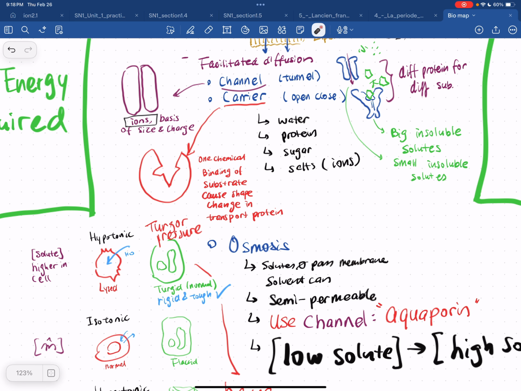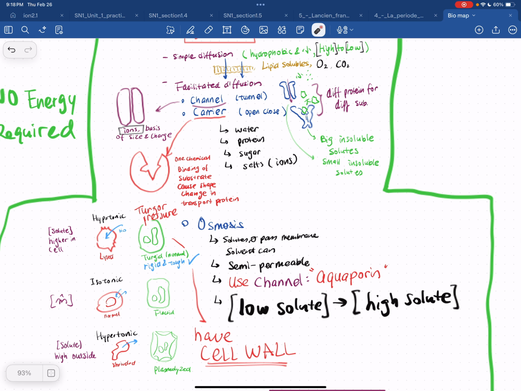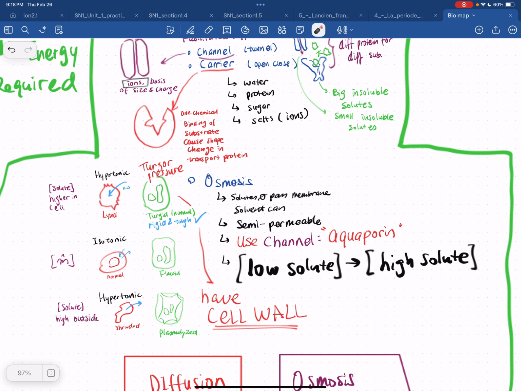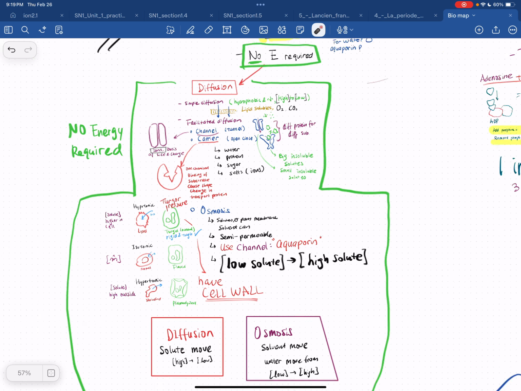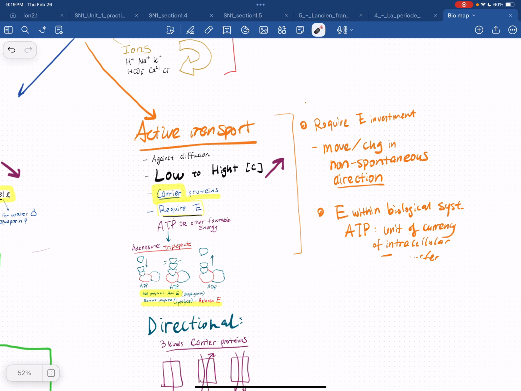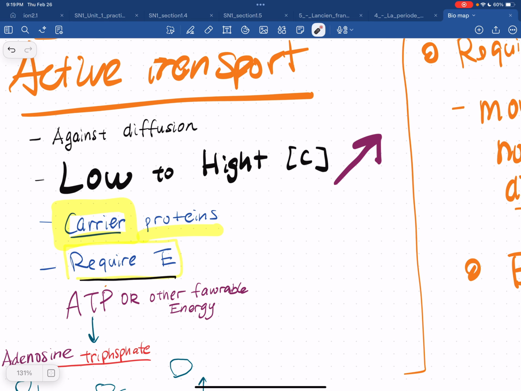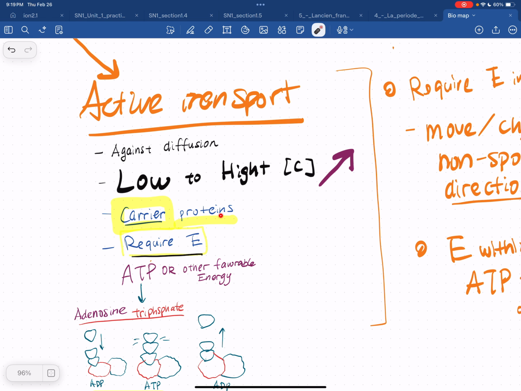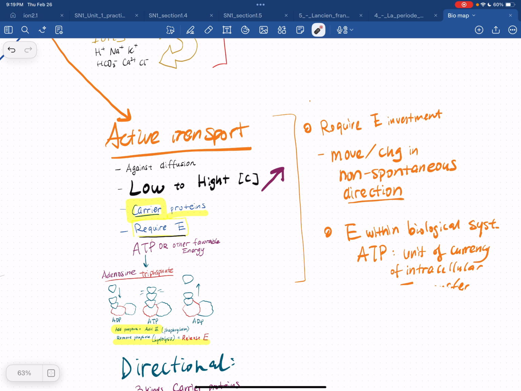Chemical binding of substrates causes a shape change in the transport protein, and these are the transport proteins. No outside energy is required, whereas active transport does require energy investment, and it's usually against the concentration gradient. They will go concentration up, from low to high concentration of something, which is very unfavorable, so that requires energy, and that energy is ATP in this case. And they will require carrier proteins and energy against this concentration.